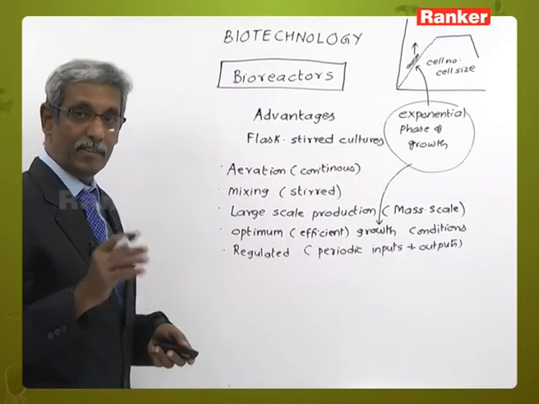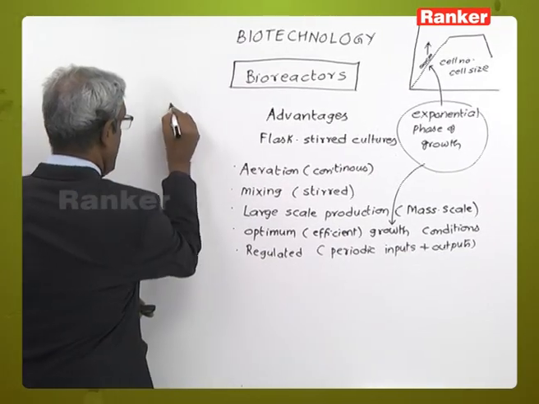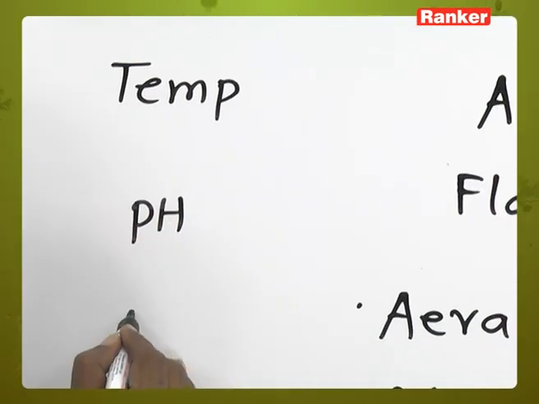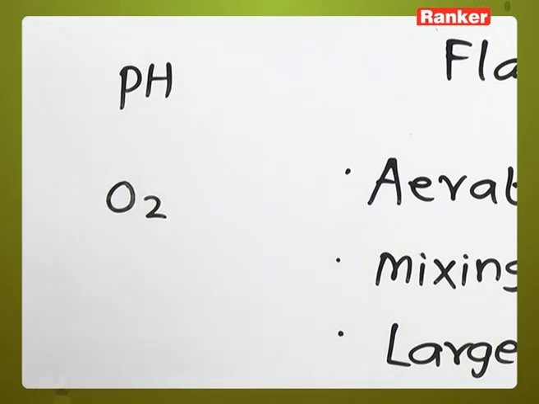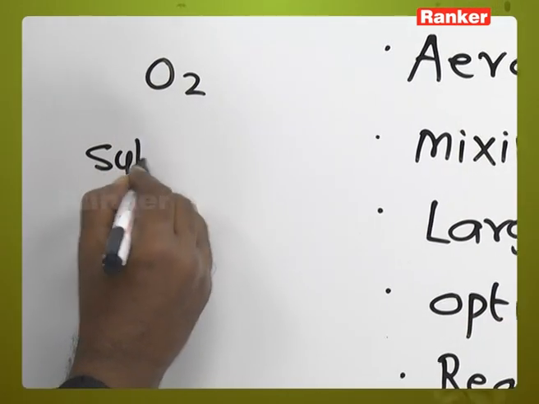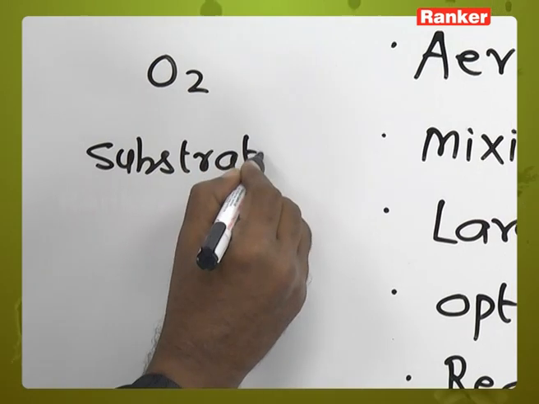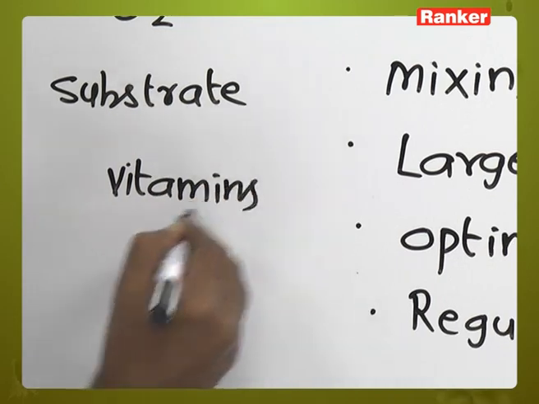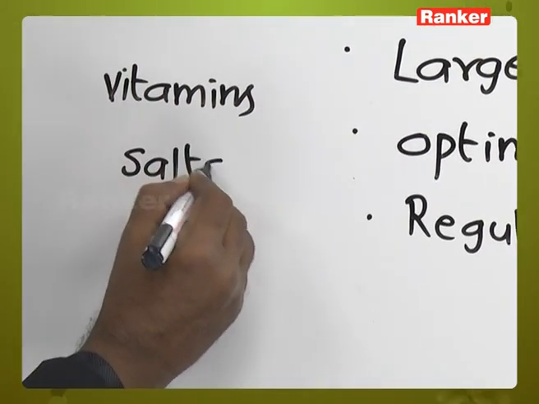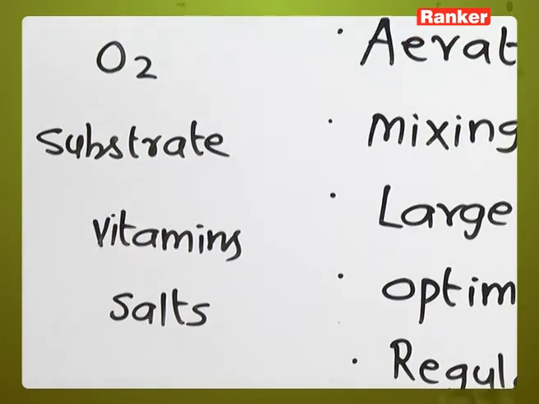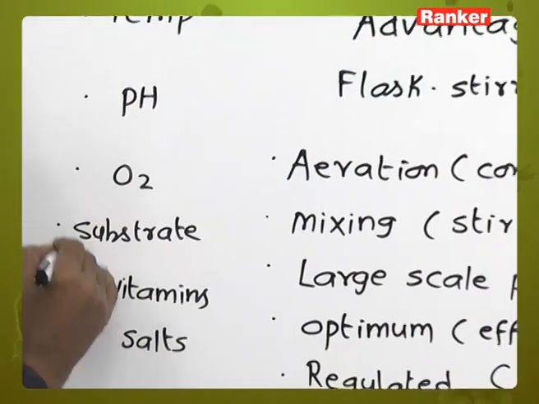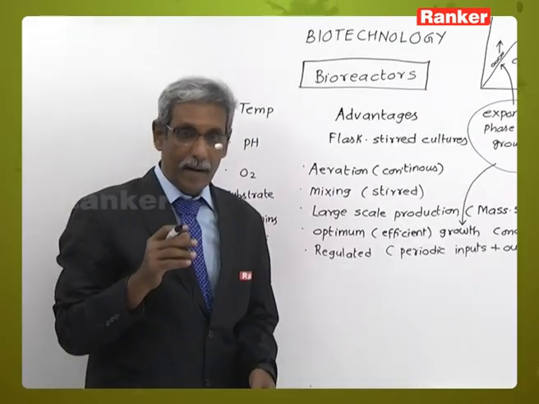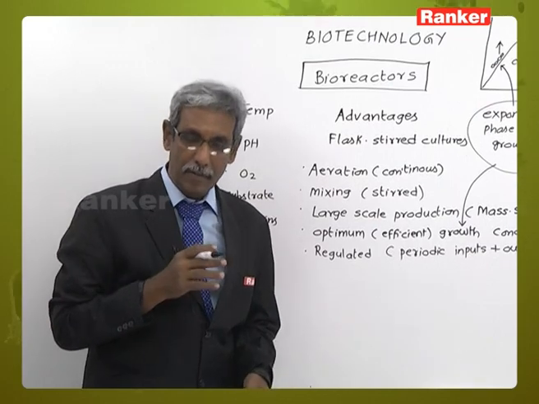Thereby, what exactly gets regulated in a bioreactor is we have temperature control, then we have pH control, oxygen control is over there. Then again we also control the substrate input and outputs, then also additional vitamins and as well as salts. So, all of these are primarily regulated in a bioreactor when compared to a flask stirred culture. Thereby, we understand that if you take a bioreactor, there are several advantages.